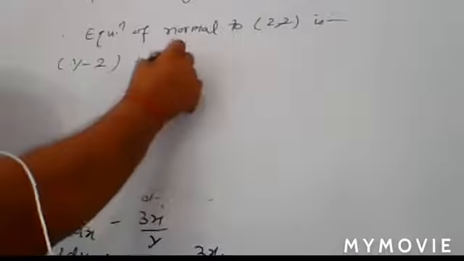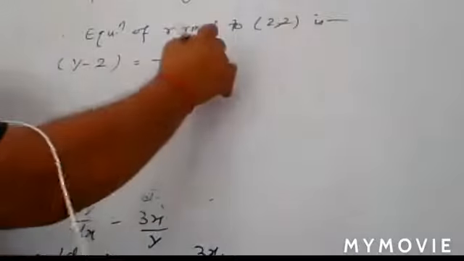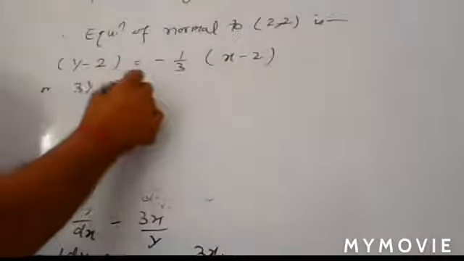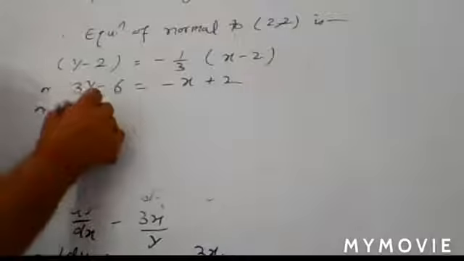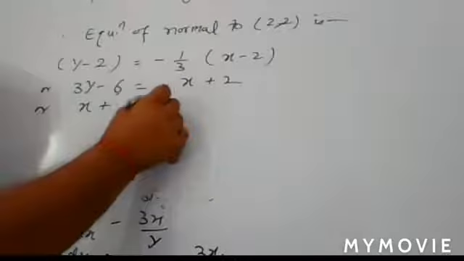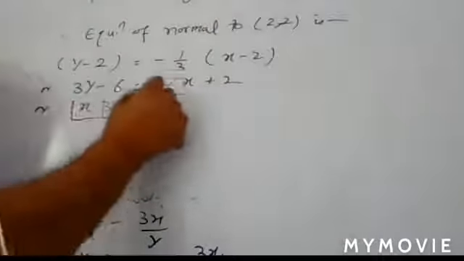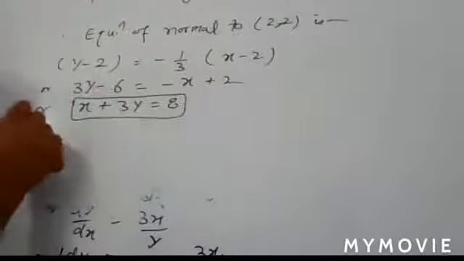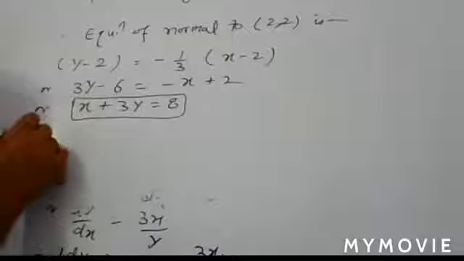So in place of y1, you can write 2 is equal to the slope of normal, minus 1 upon 3, into x minus x1. Only by simplifying it, you will have your answer. So 3y minus 6 is equal to minus x plus 2. So you have x plus 3y is equal to 8. So that is one of the equations of normal.